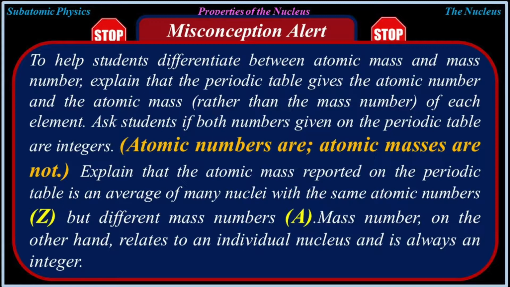Explain that the atomic mass reported on the periodic table is an average of many nuclei with the same atomic number but different mass numbers. Mass number, on the other hand, relates to an individual nucleus and is always an integer.